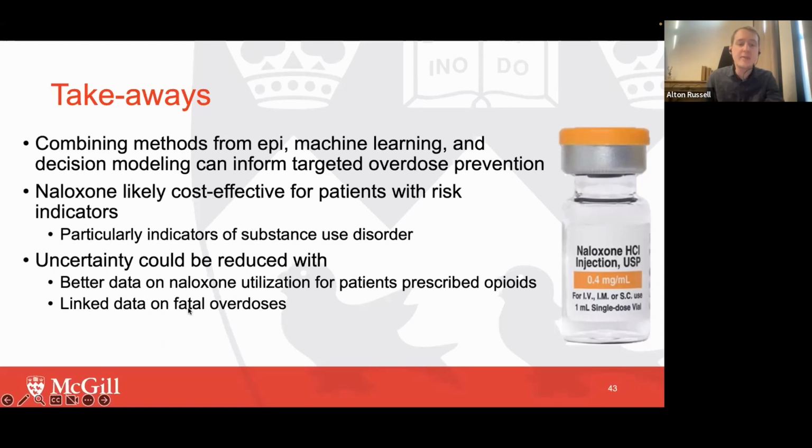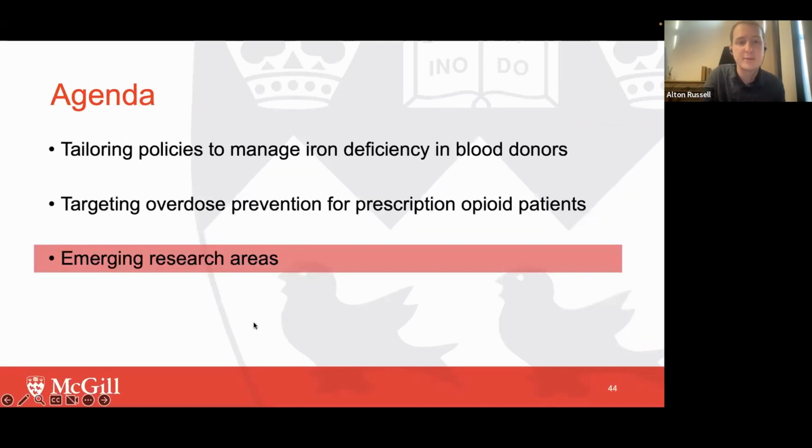And if we had linked data on fatal overdoses, I think a big limitation of this analysis was that I only modeled giving naloxone at the start of the episode, but in reality, you'd like to be able to give naloxone in the middle of the episode if it's triggered by a risk covariate. And if we had linked data on fatal overdoses, that would be much more feasible to do.